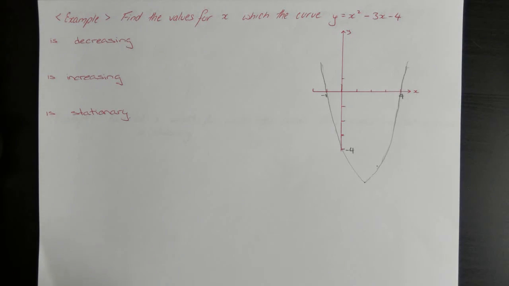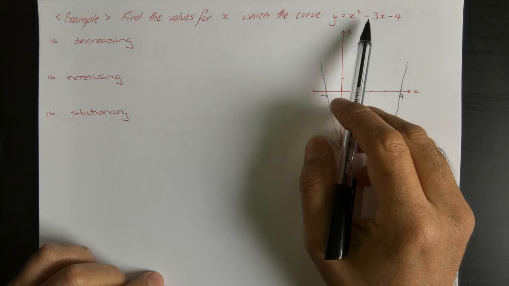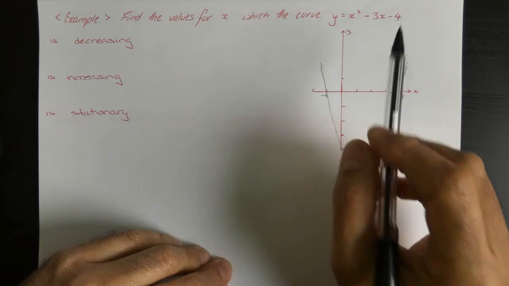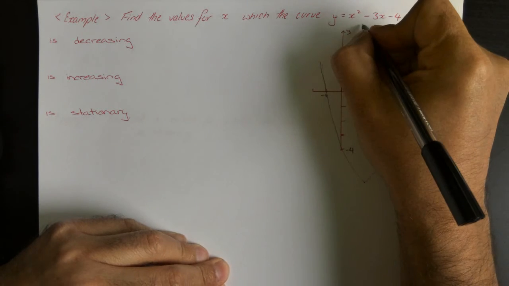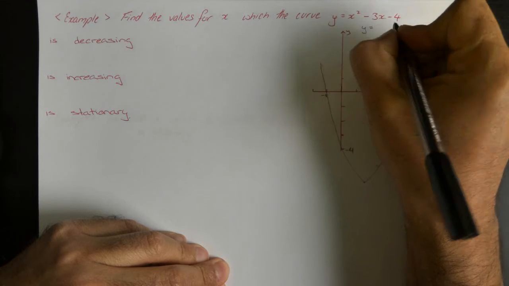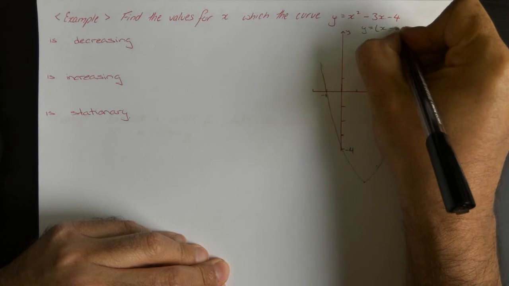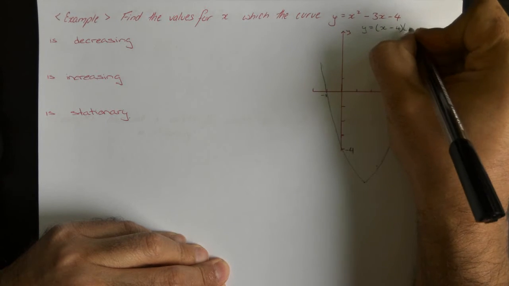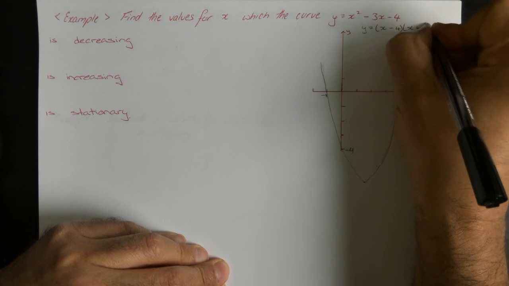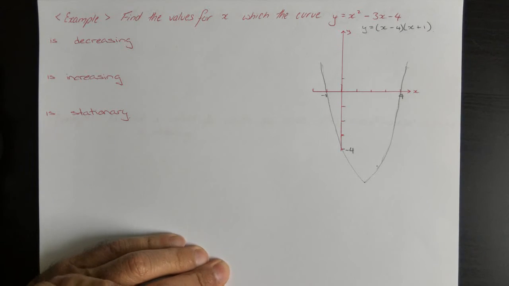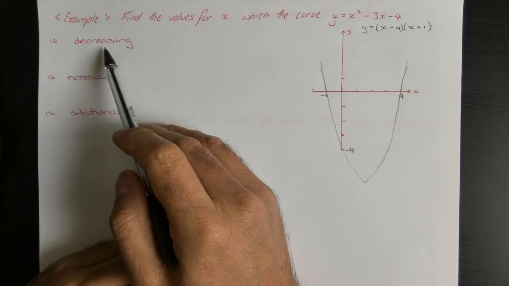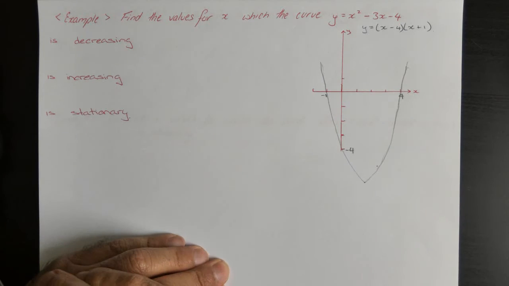Okay. Here's an example: we want to find the values of x for which the curve y equals x squared minus 3x minus 4 is decreasing, increasing, or stationary. We can factorize that, so y is equal to (x minus 4)(x plus 1).